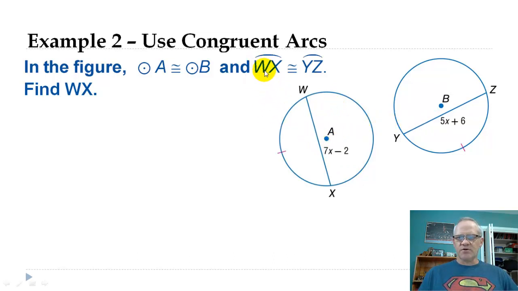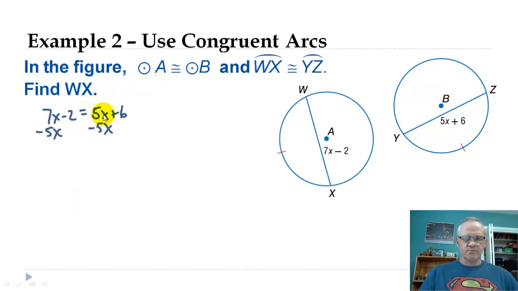In this case, arc WX, this one here, is marked as congruent to arc YZ over here. So we know these two arcs are the same, then chord YZ has to be congruent to chord WX. So we make 7x minus 2 equal to 5x plus 6. Then we use some algebra to solve that. Minus 5x, plus 2. So we've got 2x equals 8. Divide by 2. x is 4.